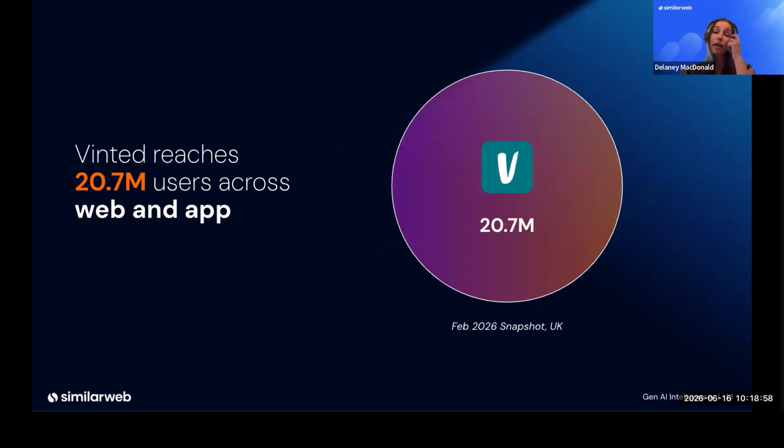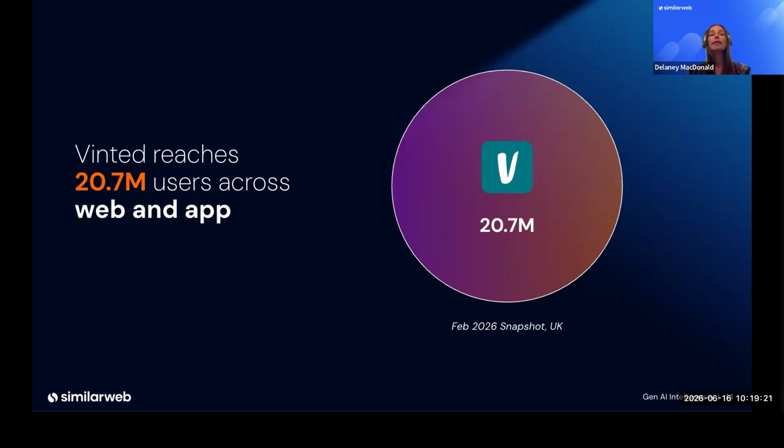Cool. Thanks, Ben. So before we actually look at the competitors, let's just get a baseline figure and say, okay, what actually is the size of Vinted's audience? So the work that we did, we looked into this and we were able to measure that across web and app combined, Vinted's audience size is 20.7 million unique users.